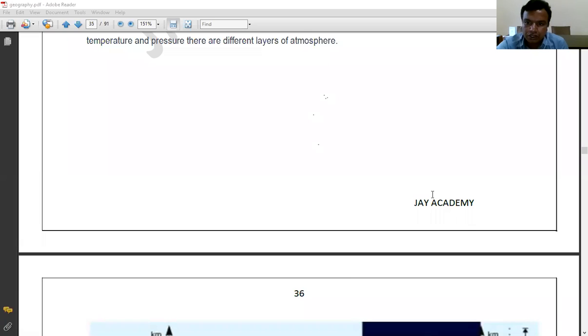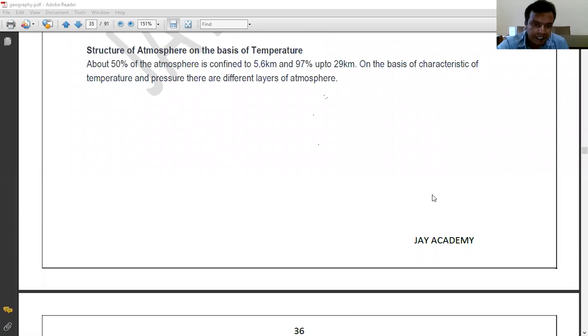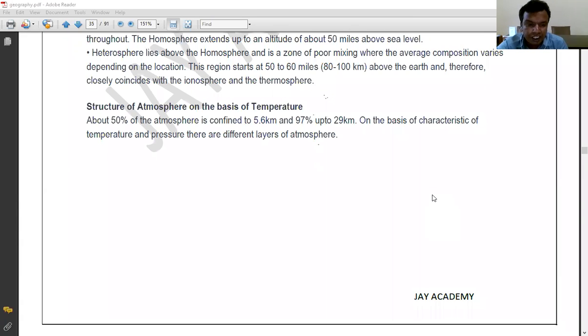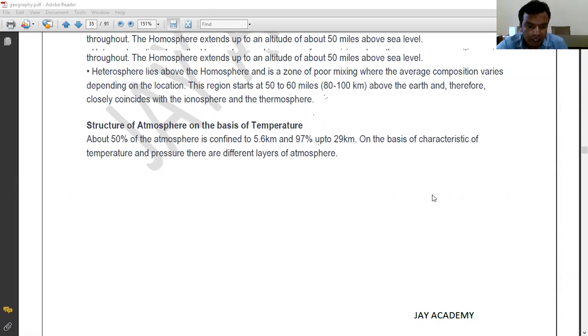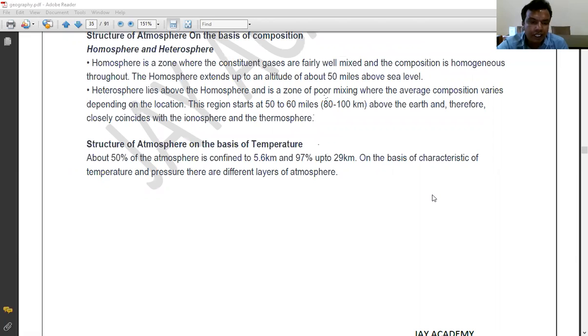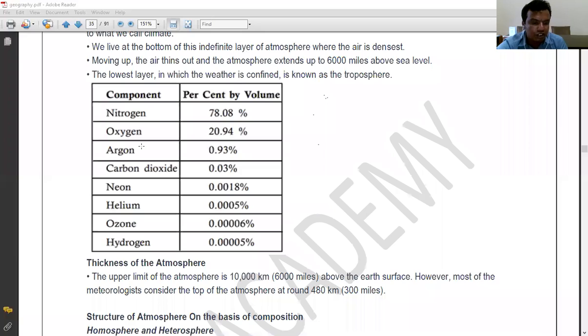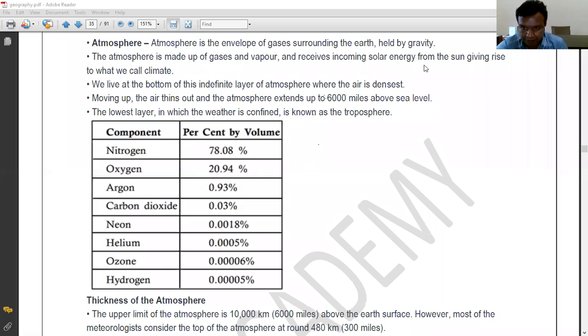You go and check out how the questions are being framed on the structure and composition of the atmosphere. I think no direct questions have been asked in the last 2-3 years in UPSC, but other competitive examinations do ask questions about the importance or significance of the various layers of the atmosphere. They also ask questions about the composition of the various gases, that is, how much percentage of nitrogen, oxygen, carbon dioxide is available in the earth's atmosphere.